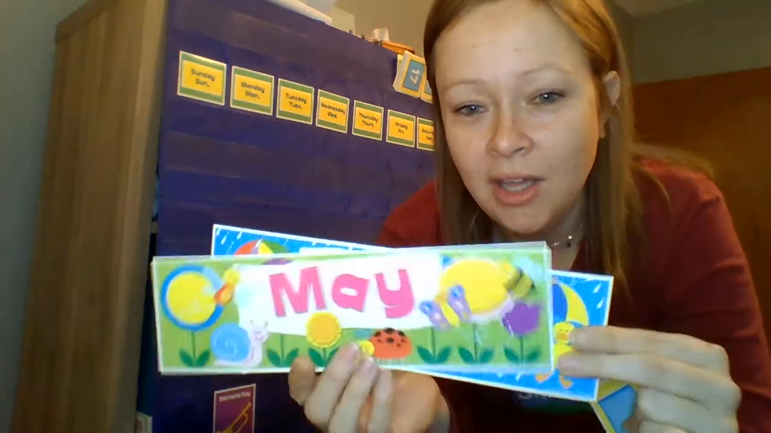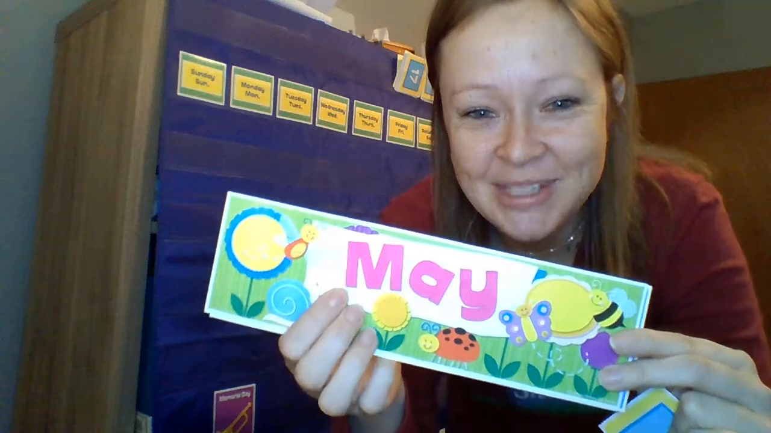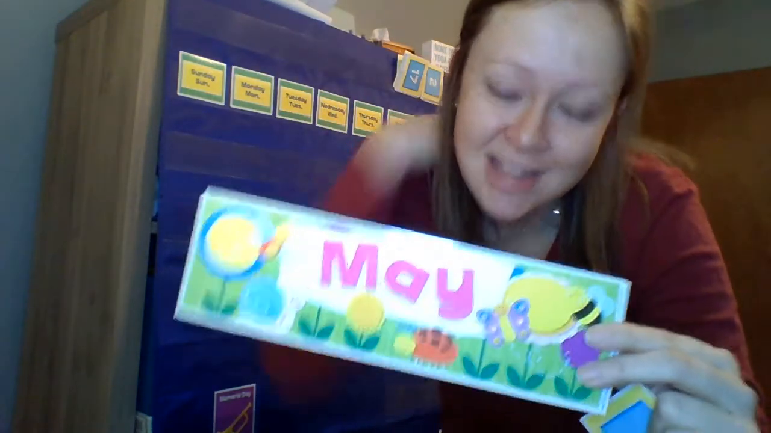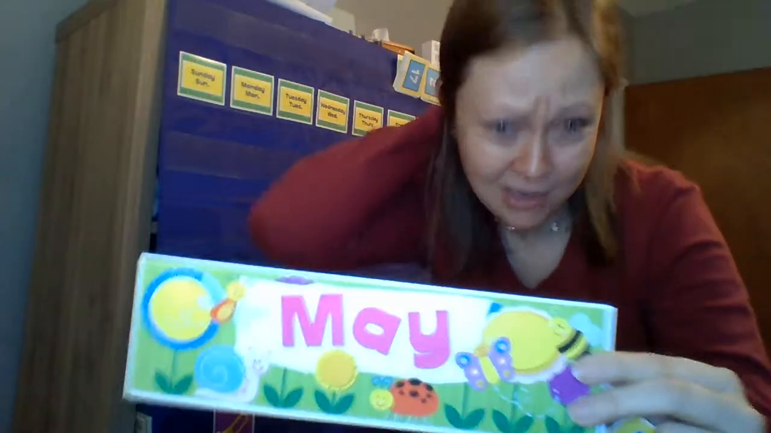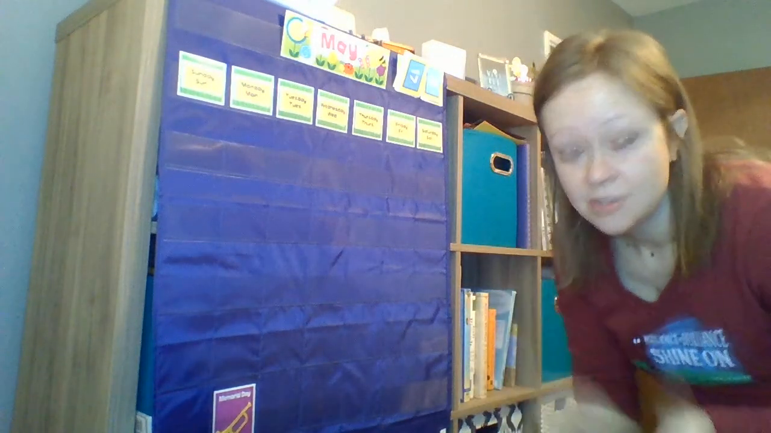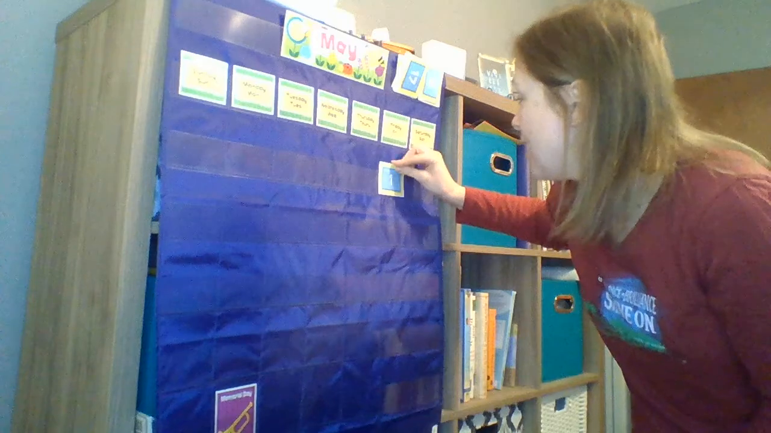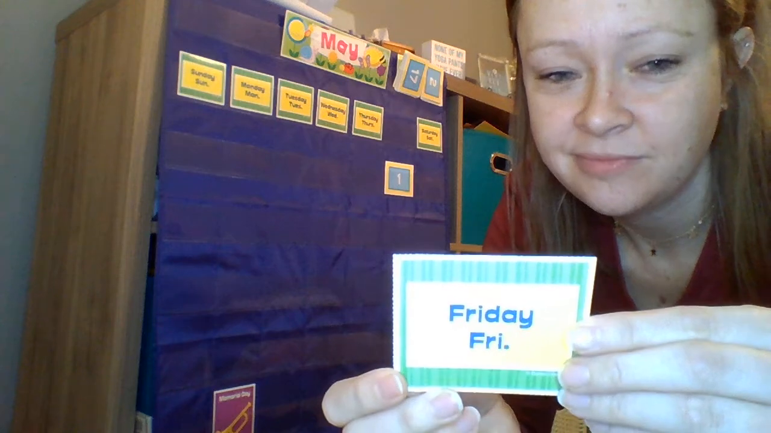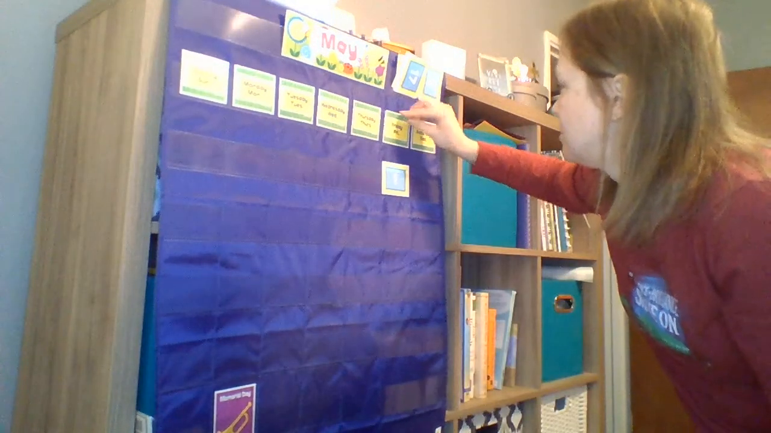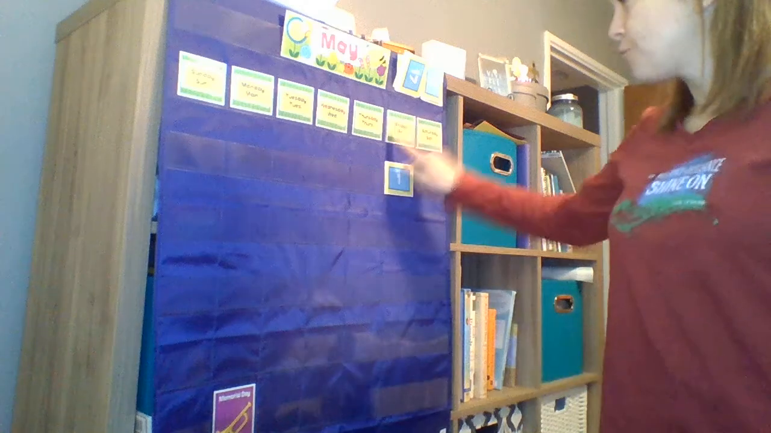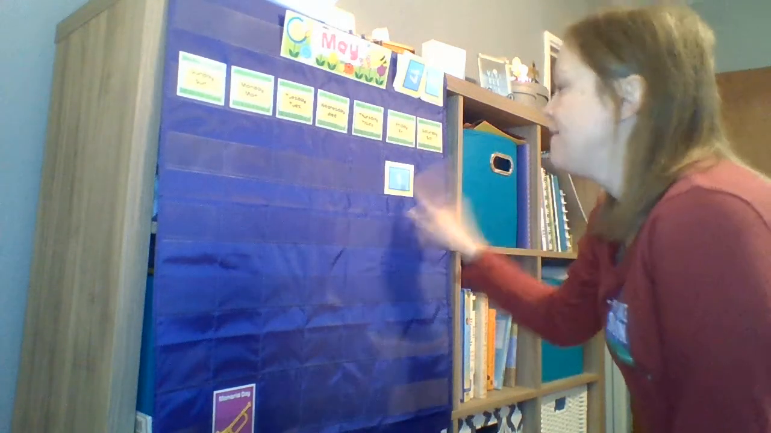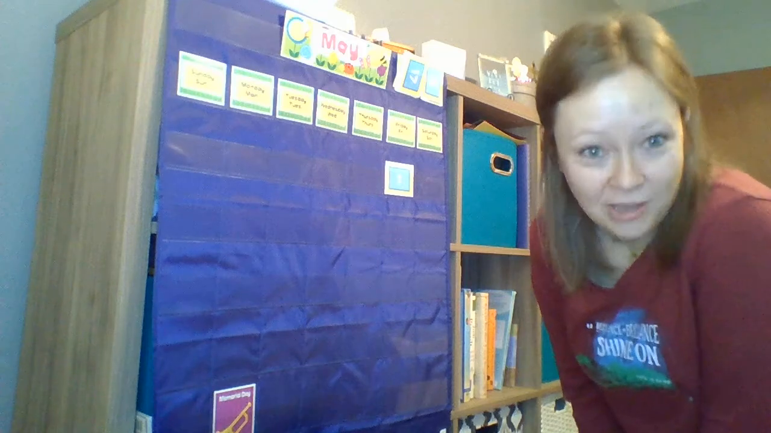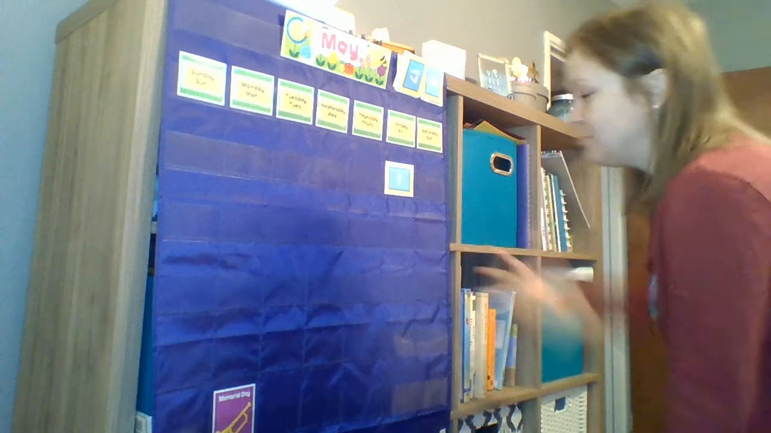May starts with a M. If you said M, pat yourself on the back. You did it. M for May. Everybody pat yourselves on the back because we all work together. Great. So May. Today is May 1st. So number 1, and it is Friday, which starts with a Friday. So today is Friday, May 1st, 2020.